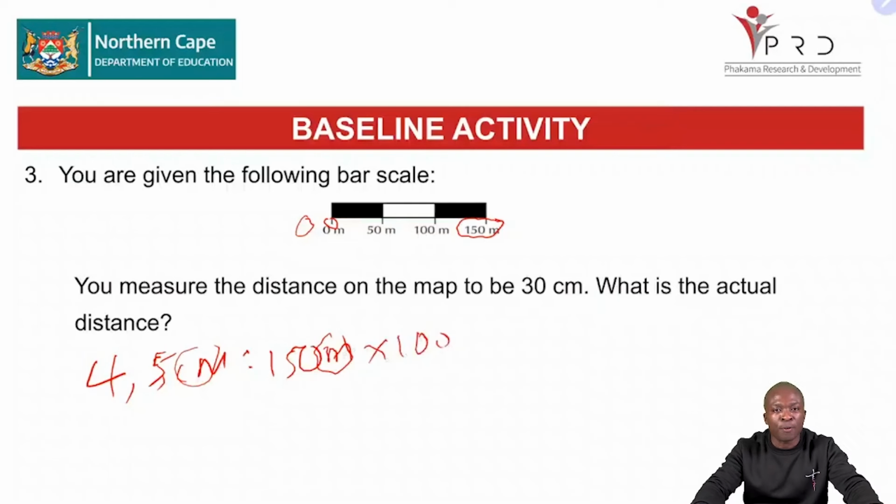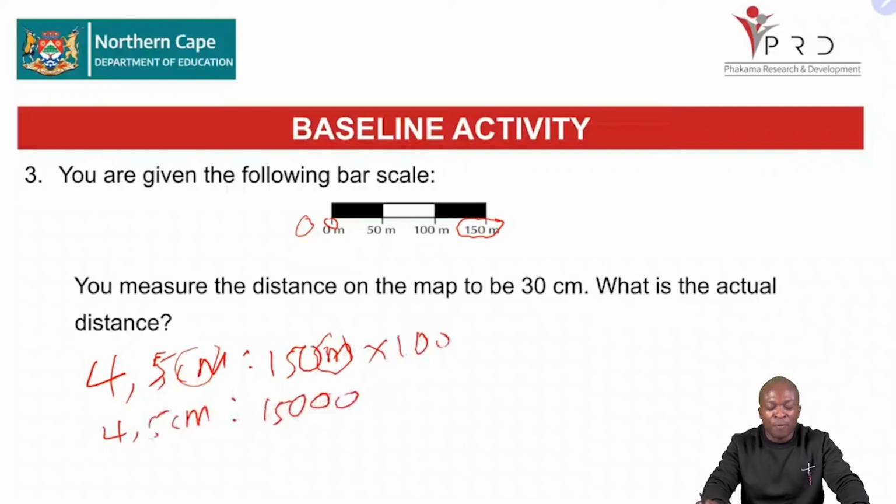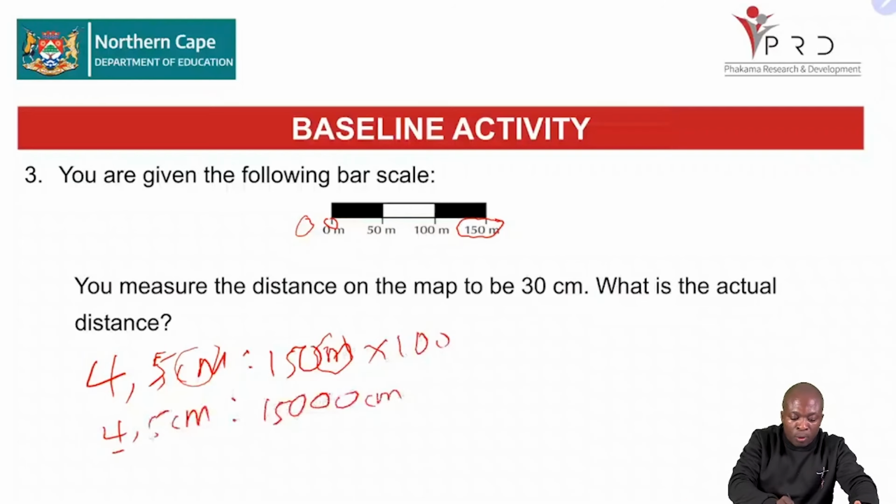So to change from meters to centimeters, we are moving from a bigger unit to a smaller unit. Therefore, you multiply, and we multiply by 100. So that would take us to 4.5 centimeters represents 150 × 100, that is 15,000 centimeters. Now that you are able to convert the two values to the same unit, then you divide both sides by the 4.5 centimeters.